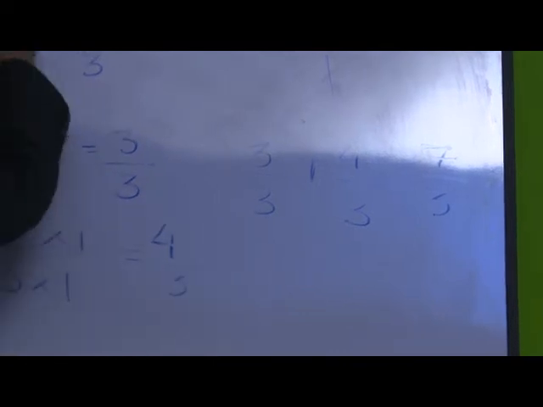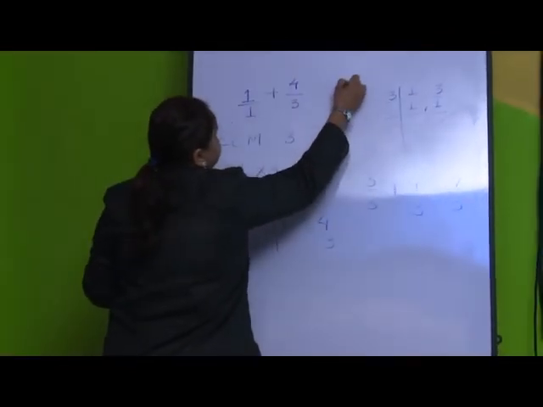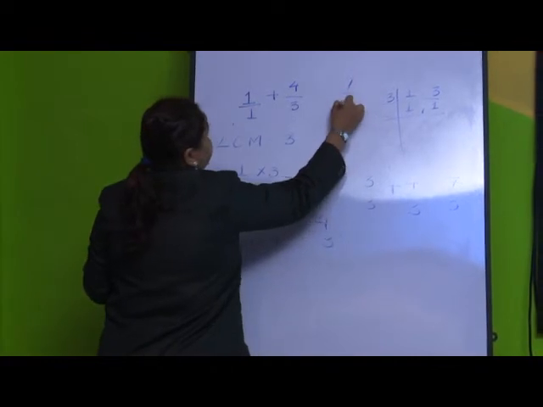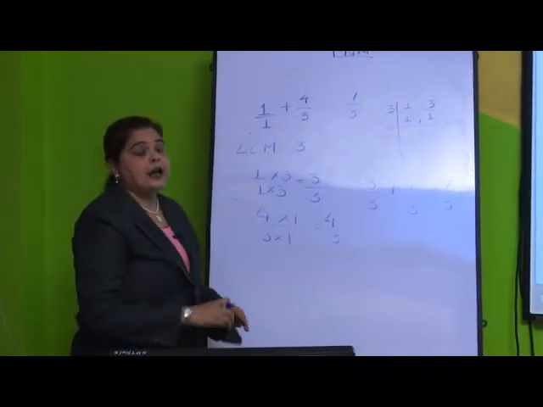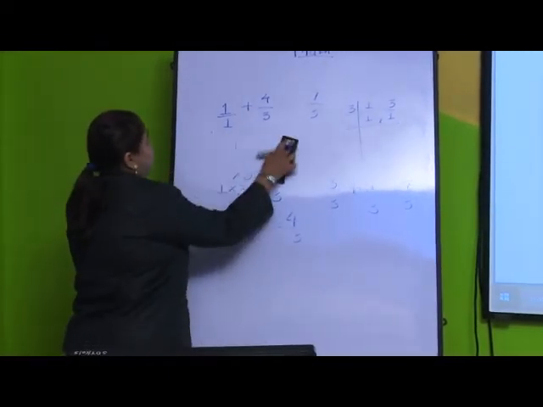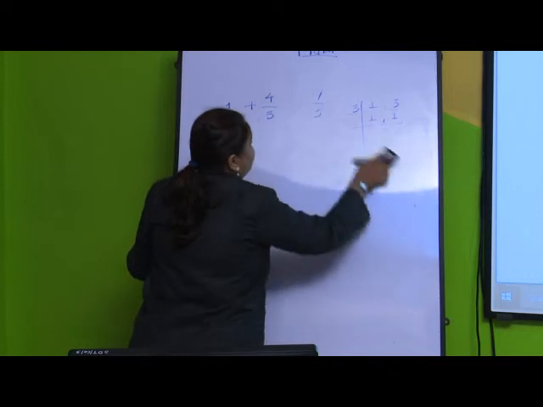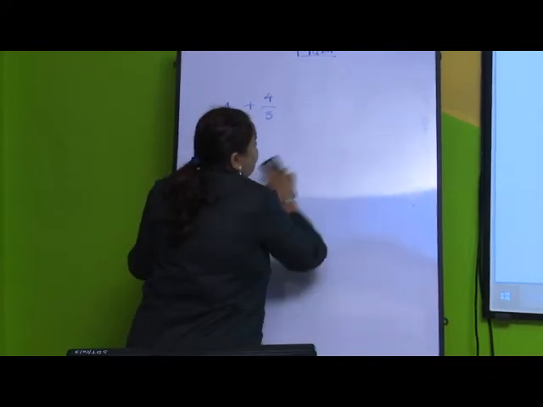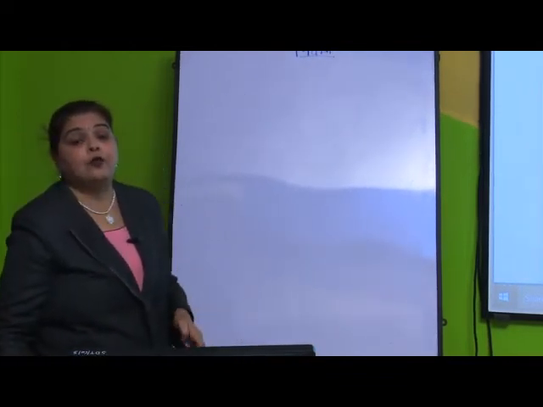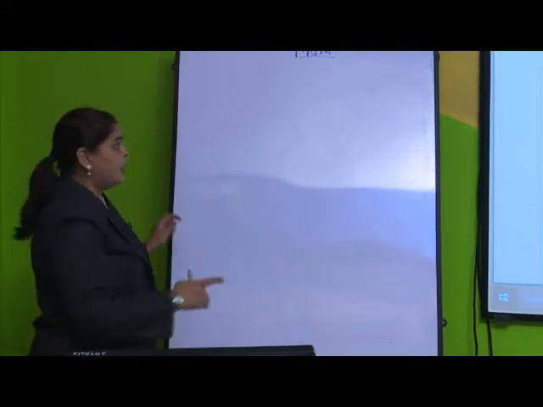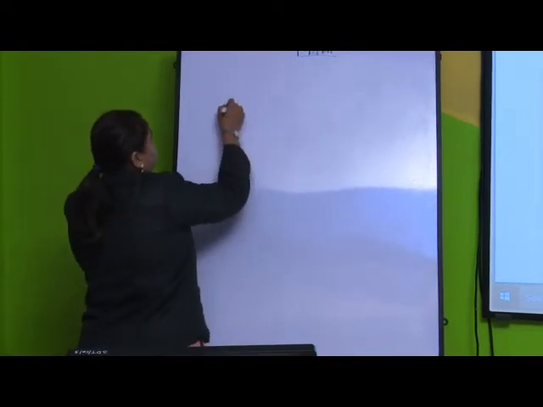So what will be the answer? If you add 1 plus 4 upon 3, your answer is 7 upon 3. What I had done, in short: first we have to make it a like fraction, then we have to perform the operation that is given to us. First, to make like fractions, we have to make the denominators equal. How to make the denominators equal? Then we have to multiply, or we have to find the LCM, with the help of LCM we can find the denominator. Now we will see one more example.